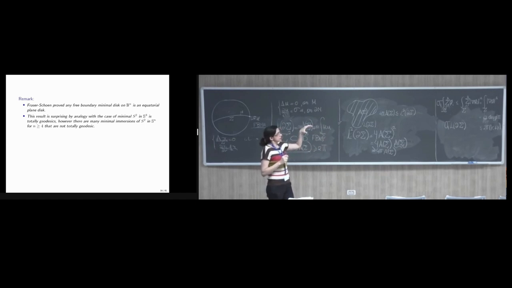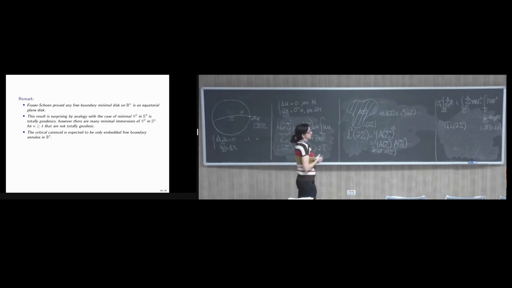In the case of minimal surfaces in the sphere, the equator is totally geodesic. However, there are many minimal surfaces in the sphere of dimension bigger than four that are not totally geodesic. So there is a big difference in the two cases. And the critical catenoid is expected to be the only one among the free boundary minimal annuli in the ball.